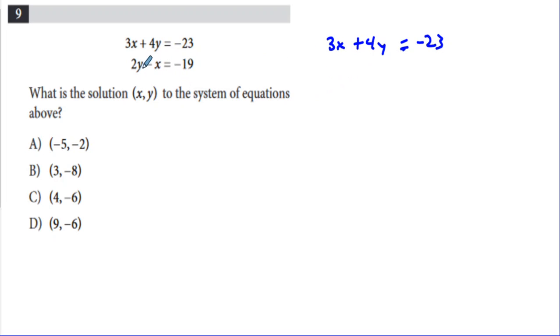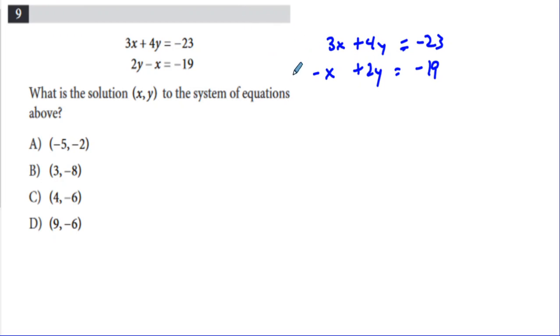The first thing I'm going to do with this problem is I'm noticing things are not lined up nicely. This one's got the y first, and the one above it's got the y second. So I'm just going to switch these. It's positive 2y. I'm still going to leave the negative 19 alone. And then this is a negative x, so I'm going to put that here. The reason I'm doing that is because now I can see how easy it is to eliminate the y's.